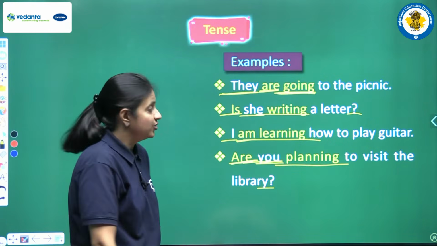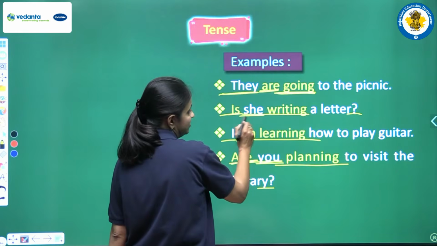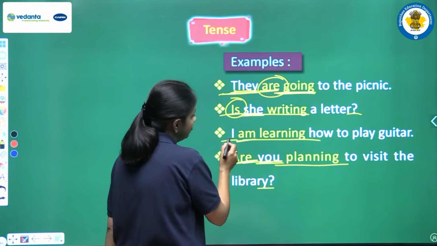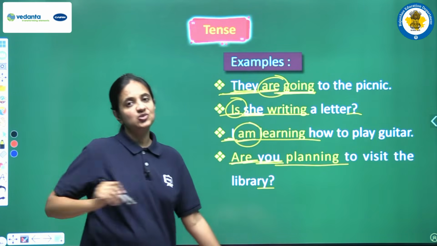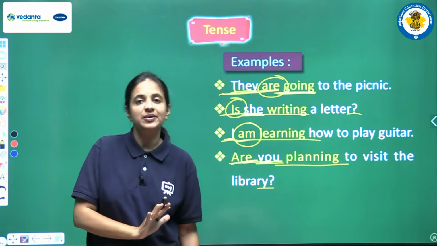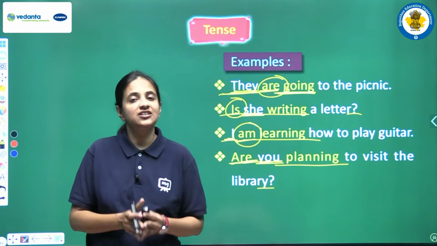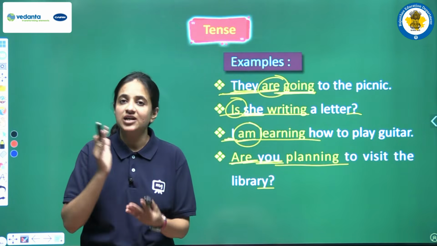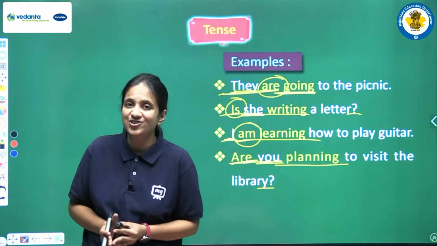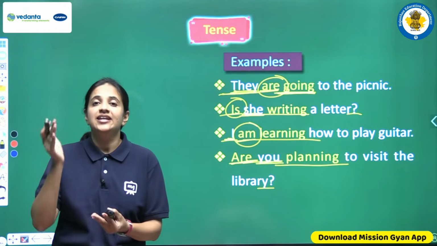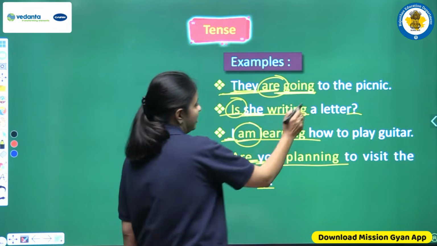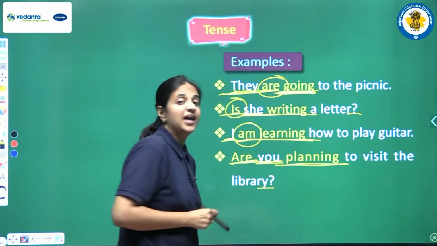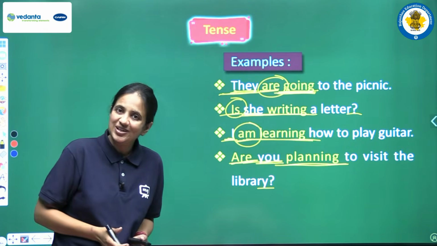Okay, clear? So here we can say that for a singular subject we are using is, for a plural subject we are using are, and for I we are using am. So we are having three different helping verbs in this tense, and the rule for the main verb is very simple and the same. Always we have to use first form and add ing to that first form. So we are having going, writing, learning and planning. Clear? So it's very easy to learn.